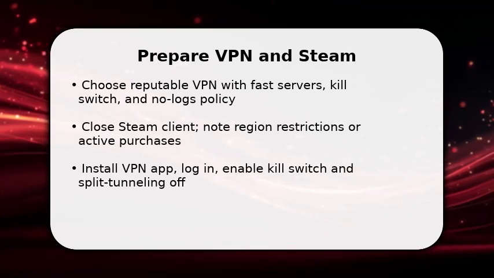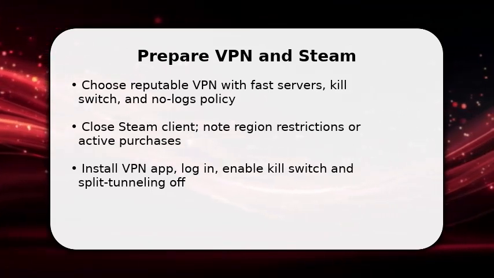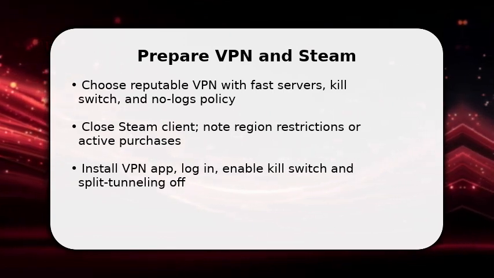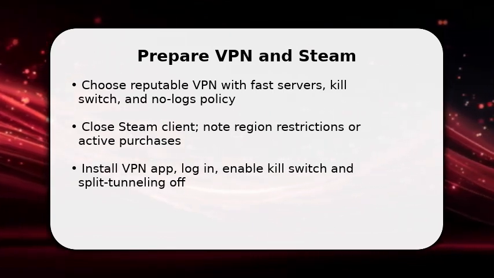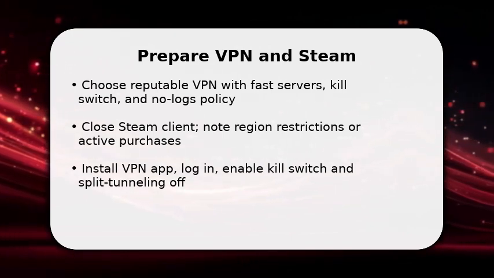You start by picking a reputable VPN with fast servers and a kill switch. That protects your account if the connection drops. Once chosen, install and log into the VPN app. Make sure split tunneling is off so Steam traffic uses the VPN.